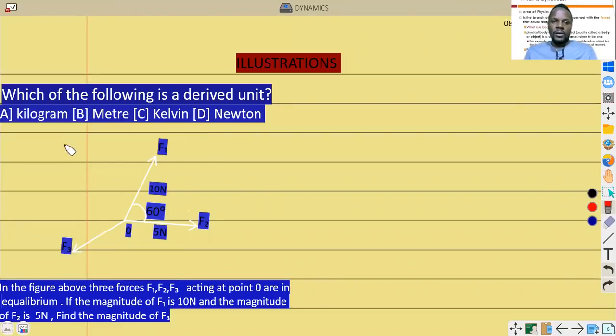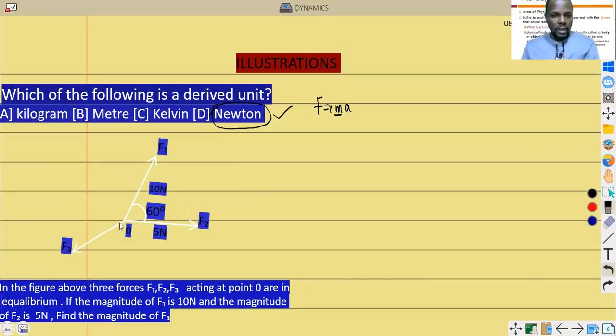The first one is a quick one, less than 4 minutes. Which of the following is a derived unit? We've talked about this one. This is an elementary question. As far as this question is concerned, kilogram, meter, Kelvin are fundamental. The derived unit should be Newton. As you know, a derived unit contains 2 or more fundamental units. F equals ma. Mass is fundamental. Acceleration is itself derived.